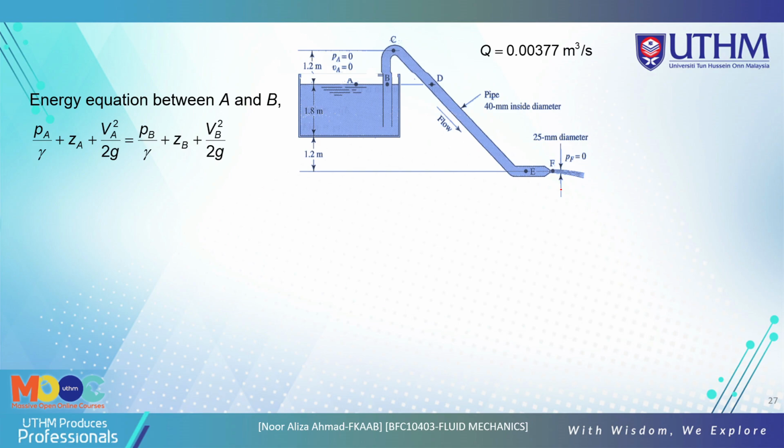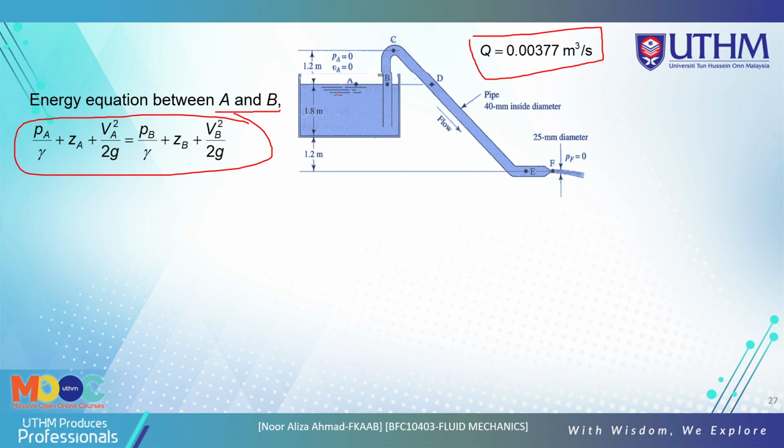This is the Q that we calculated from the previous slide. Now we look at the energy between A and B. Between A and B, we use the Bernoulli equation from A to B: PA over the specific weight plus ZA plus VA squared over 2g, equals PB over the specific weight plus ZB plus VB squared over 2g. We know that the pressure at A is 0.